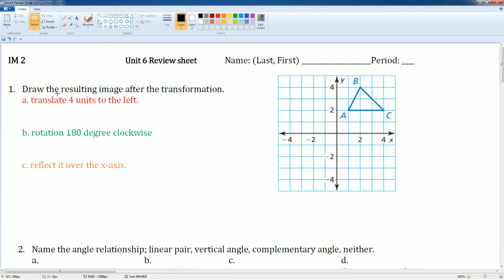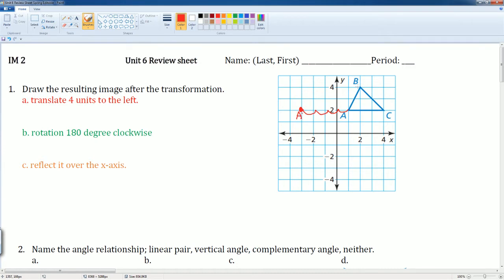Question number 1 asks us to draw the resulting image after the following transformations, and each of them is a different color, and I'm going to be representing those differently here. So the first one is A, which is when we are going to translate it 4 units to the left. In that process, we are moving every single one of these points 4 units left. So the A moves 1, 2, 3, 4. So this is going to be the new A point, and we can call this A prime.